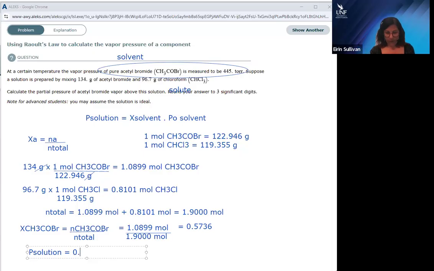So 0.5736 multiplied by the pressure exerted by the pure solvent, 445 torr. Mathematically, we should expect a smaller number than the pressure exerted by the pure solvent. Chemically, that makes sense because the presence of solute particles and solute-solvent interactions is going to decrease the vapor pressure of the solution versus the pure liquid. And we get an answer of 255 torr. We were asked for 3 significant digits, so that is A-OK.